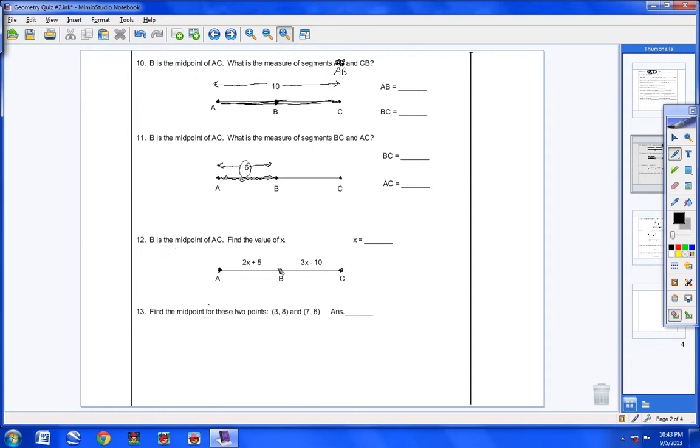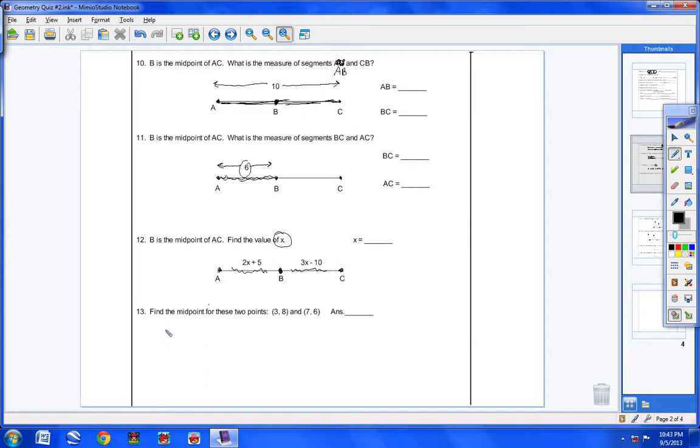Okay, B is the midpoint of AC. That means this segment here is congruent or equal to this segment here. I want you to write an algebraic equation and solve for x. Solve for x. All right, number 13. We really didn't cover this a whole lot, and so this might not be a very fair question. I'll keep that in mind when I grade your quiz.